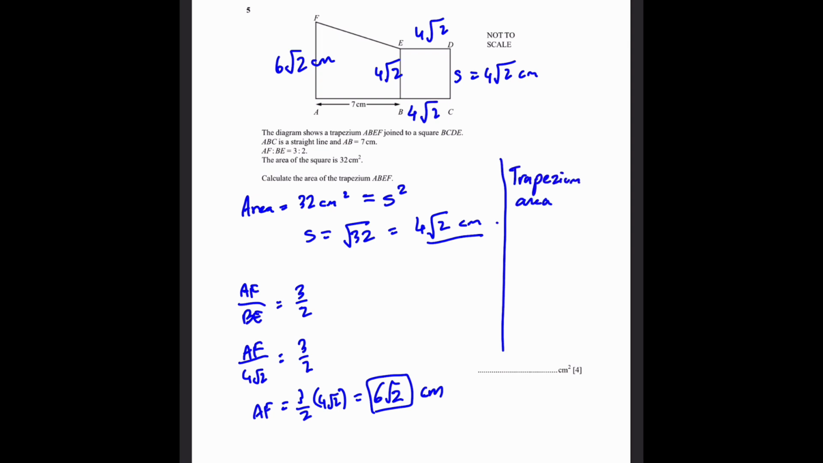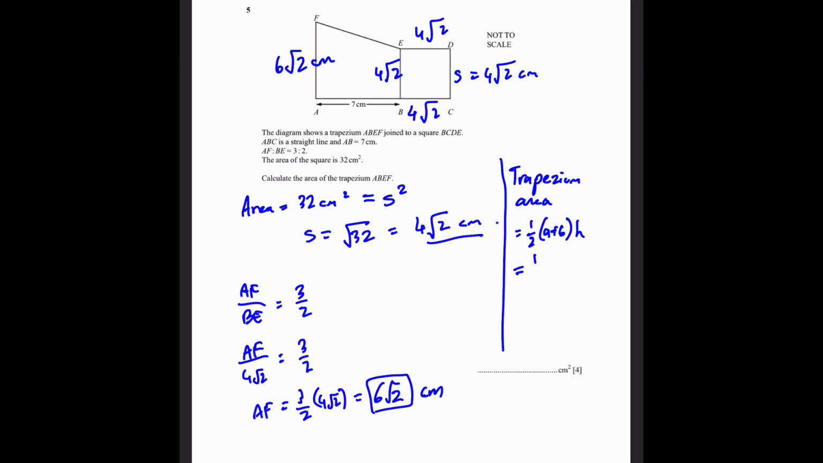Trapezium area is just going to be half times (A plus B) times H. In this case, A plus B is just the shorter side length plus the longer side length. Those two sides are the parallel sides, which you have to take as A and B. So 6 root 2 plus 4 root 2 is 10 root 2, and that's A plus B.